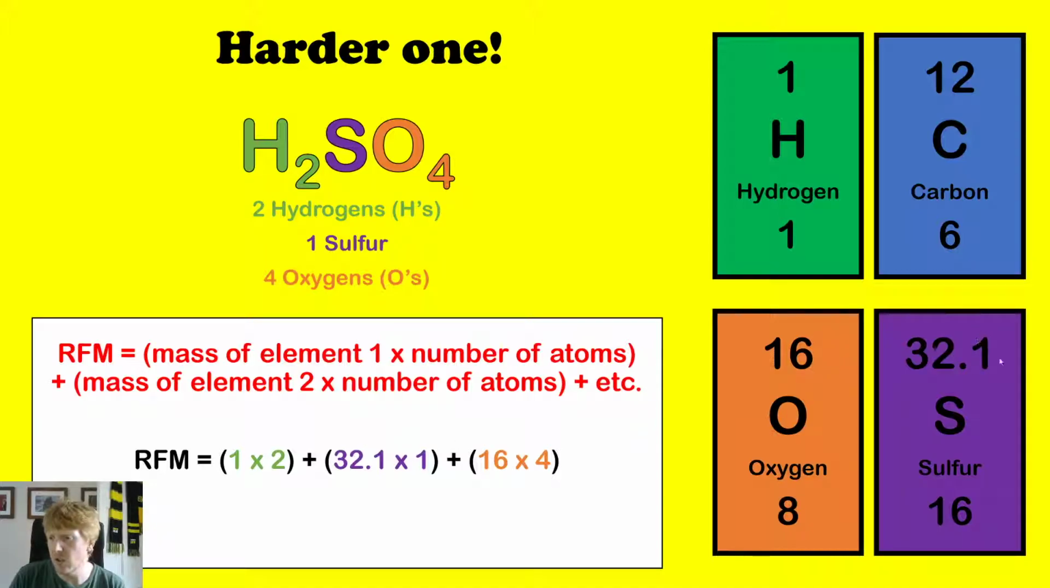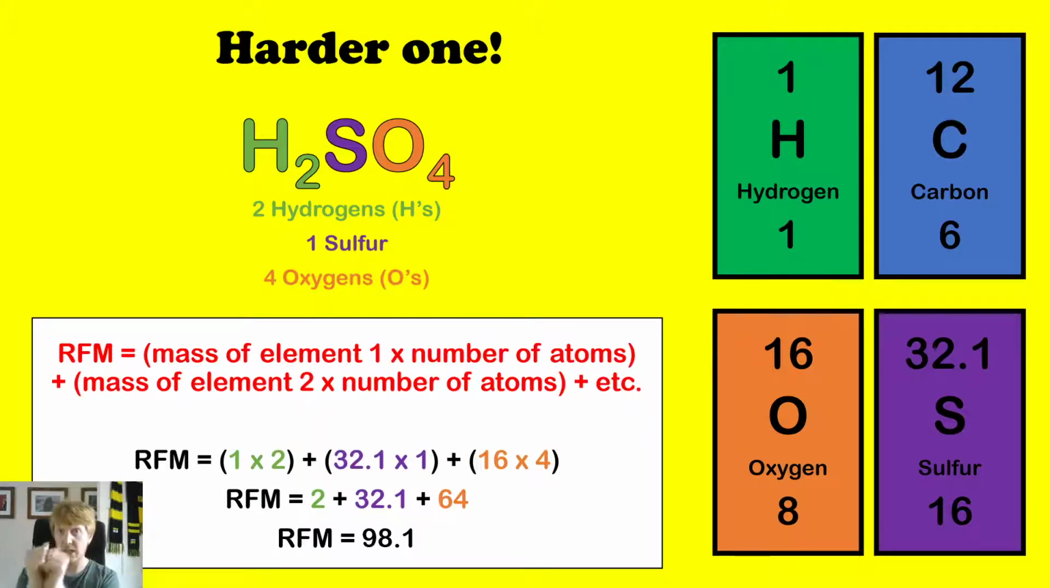So each sulfur weighs 32.1, and there's only one of them. So 32.1 multiplied by 1 plus oxygens. All right, well, each oxygen weighs 16 and there were 4 oxygens. So 16 by 4, which is 2 plus 32.1 plus 64, which means our relative formula mass for sulfuric acid here is 98.1. And that is what you need to be able to do. Effectively, how many elements, how much each of them weighs, multiply them together, add them all up.